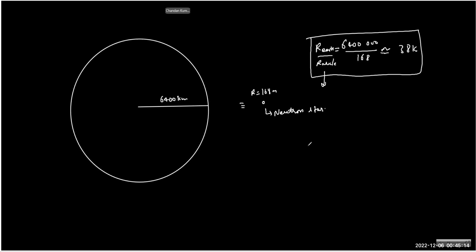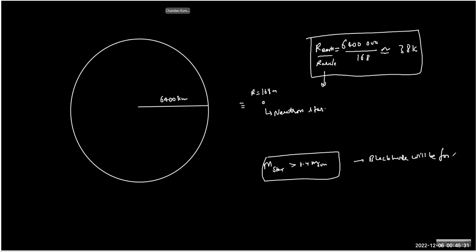So what is Chandrasekhar limit? If the mass of the star is more than 1.4 times the mass of the sun, a black hole will form. Else, supernova. Understood?